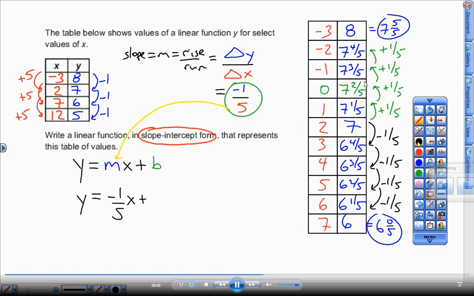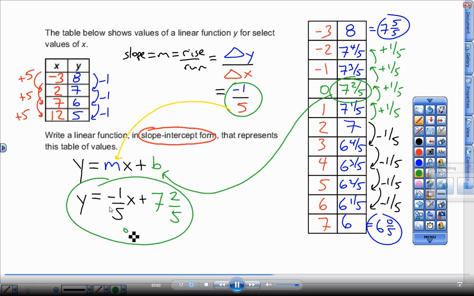This green term, 7 and 2/5. I'm going to take that number and put it right in here for b to finish up this equation. So this gives me -1/5 x plus 7 and 2/5. If I was to write that as a decimal, that would be -0.2 x plus 7.4. Again, make sure you're writing y and not f of x for this problem on Friday. Y, not f of x.